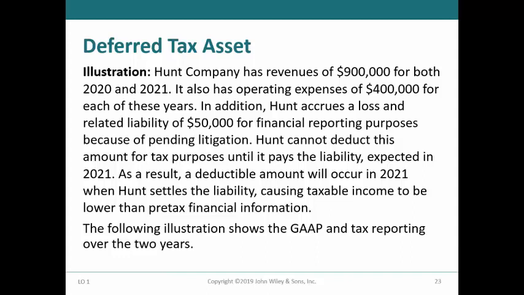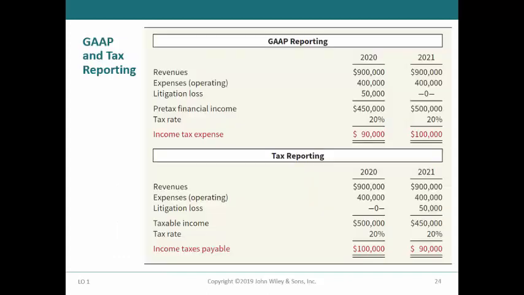In this example, Hunt Company has revenue for 2020 and 2021 of $900,000 each year. It also has operating expenses of $400,000 each year. However, for financial reporting purposes, it accrues a loss and related liability of $50,000 for pending litigation in 2020. For tax purposes, it does not expect to report the expense until the amount is actually paid in 2021.